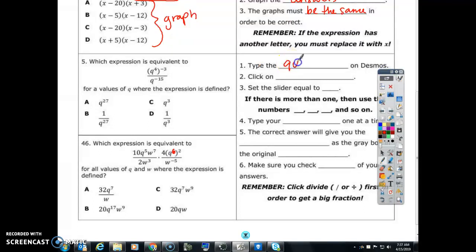Type the question on Desmos and click on sliders. Set the slider equal to 3.